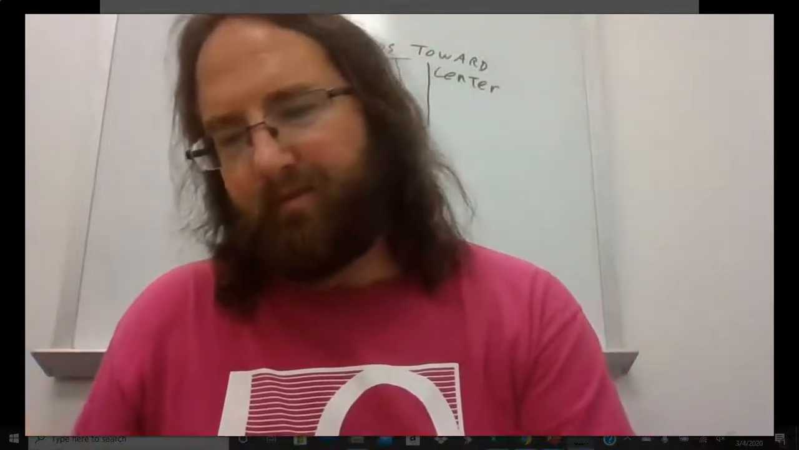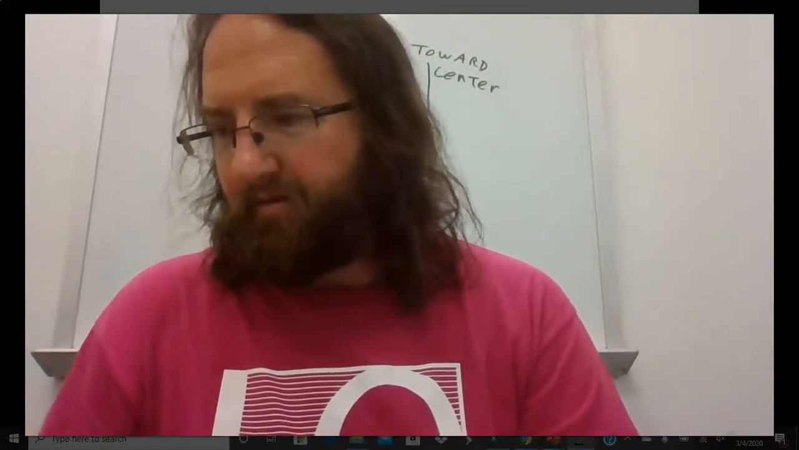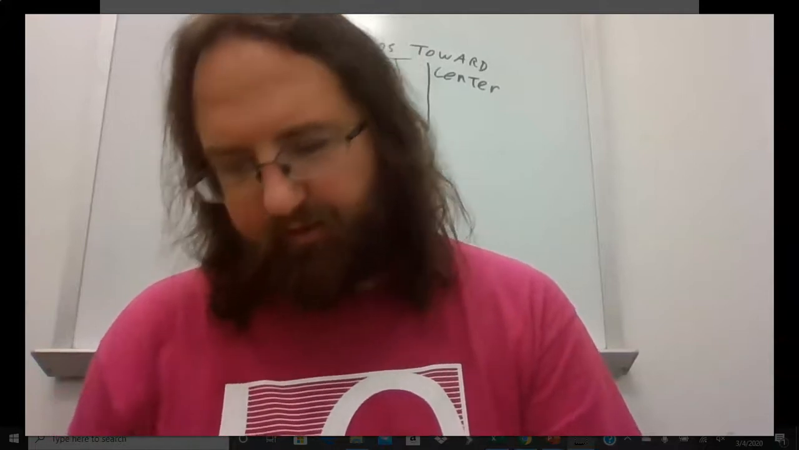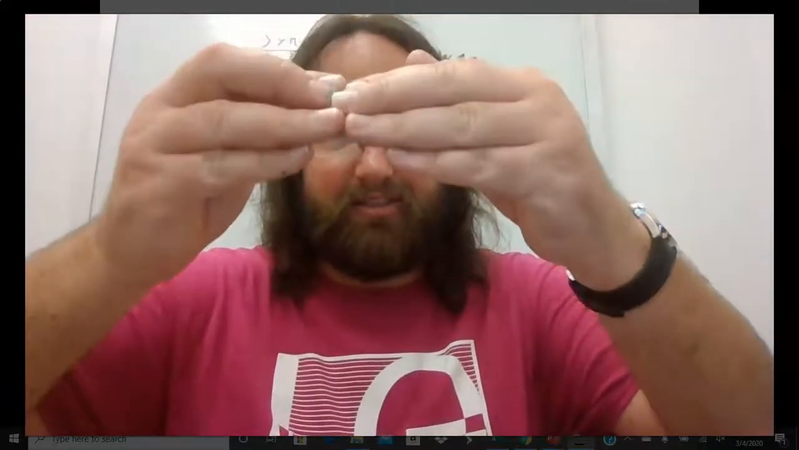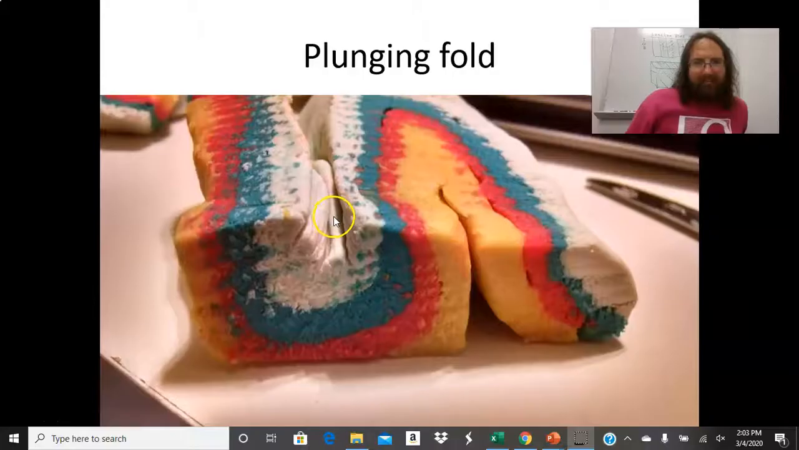There we go. So you see here, it's not very pretty, not the best example of this. You can sort of see a little bit of an interesting pattern on this fold. So we call a fold where the axis has tilted a plunging fold. And so in this case, you have a syncline over here and an anticline over here.